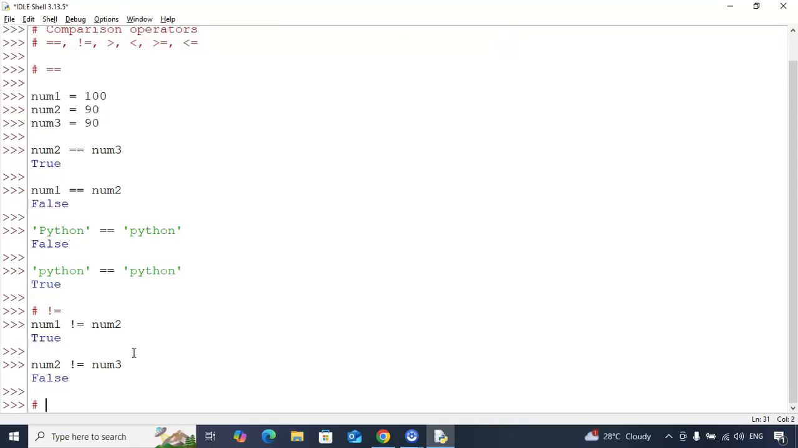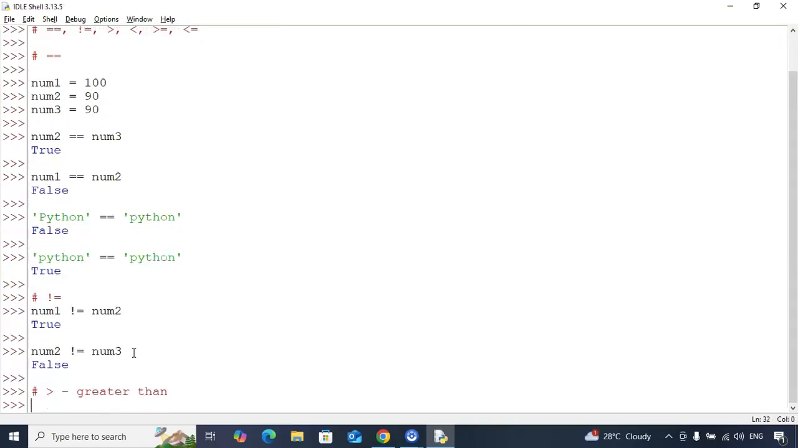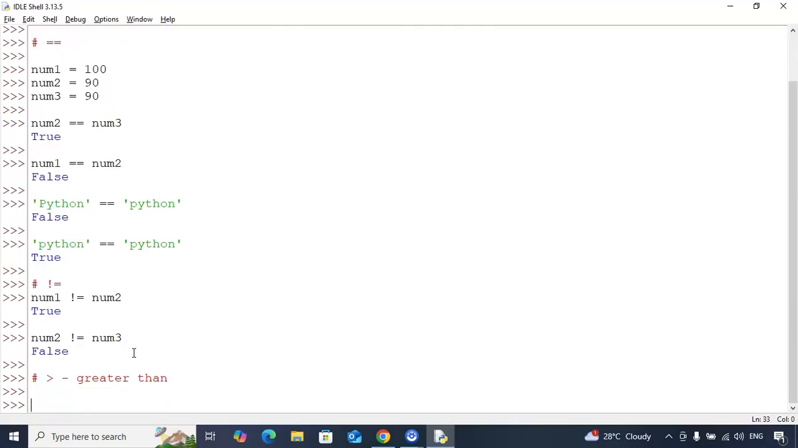The next operator is the greater than operator. The greater than operator gives us True when the left side operand, or value, is greater than the right side value. For example, num1 greater than num2. Here, the value of num1 is 100, the value of num2 is 90. So is the left side value greater than the right side value? The answer is yes, so you'll get True.